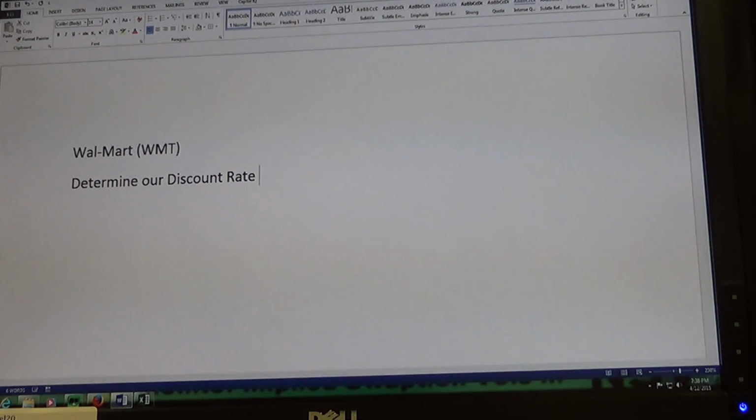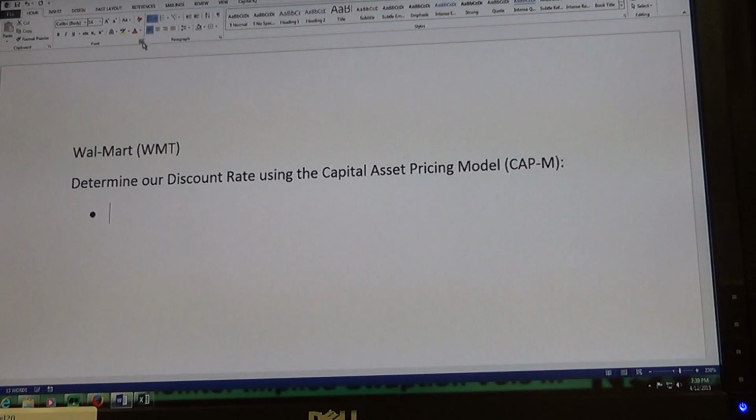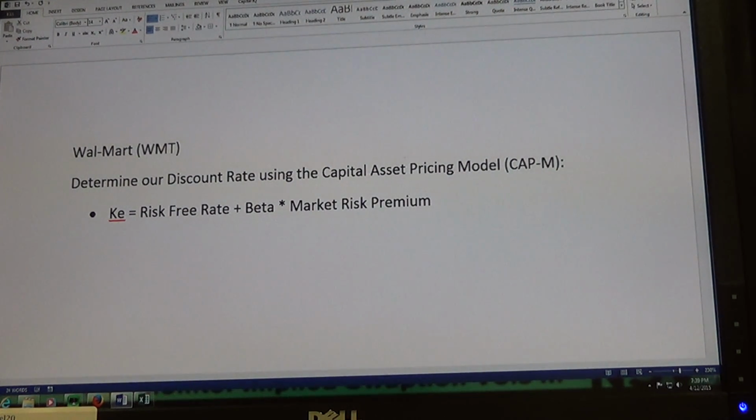And I'm going to use the capital asset pricing model, or CAPM, which states that the discount rate for a stock, or KE, equals the risk-free rate plus beta times the market risk premium. The market risk premium is also known as the equity risk premium. And in shorthand, it's RF plus B times MRP.